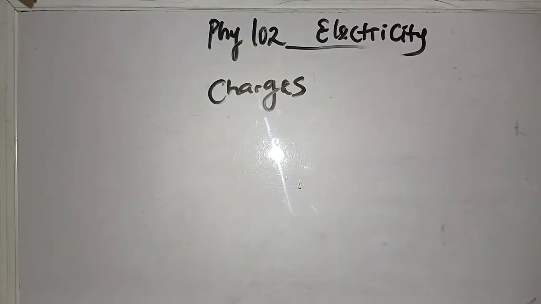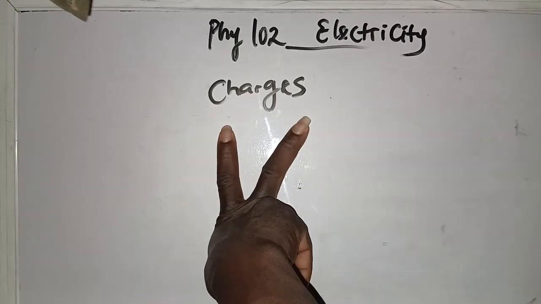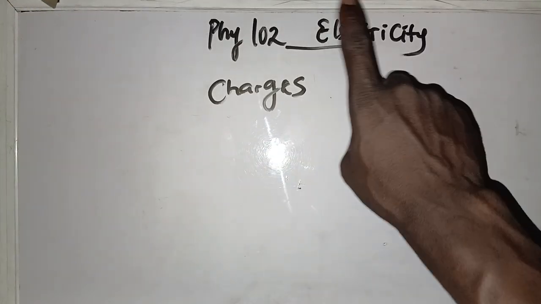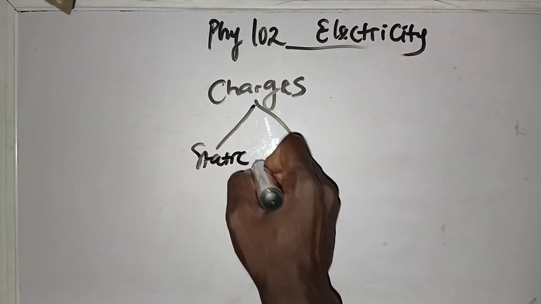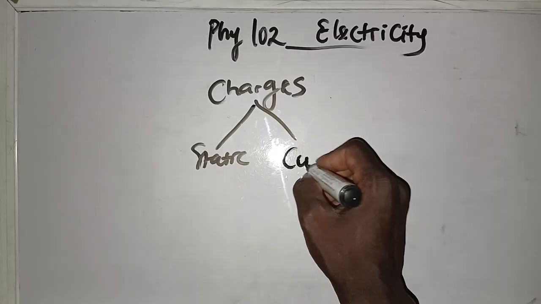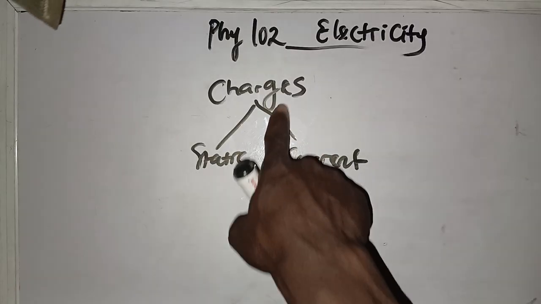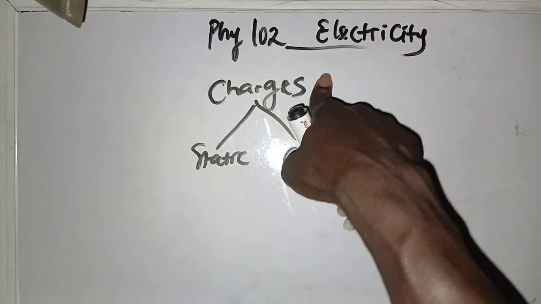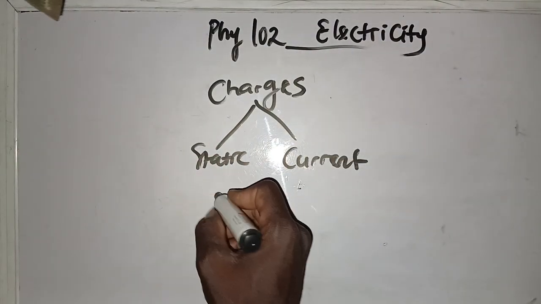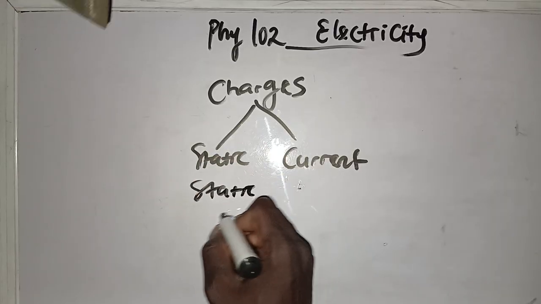But it can be present in two forms. But note the fact that where there is a presence of charge, there must be electricity. But it can be present in two forms, whether in static form, that is when it's not moving, or in current form, that is when it's in motion or when it is moving. So when charge is present first, if it is in a static position, then the kind of electricity we have is what we know as static electricity.